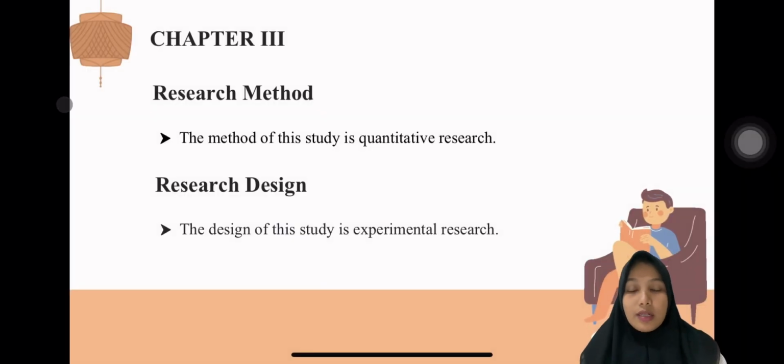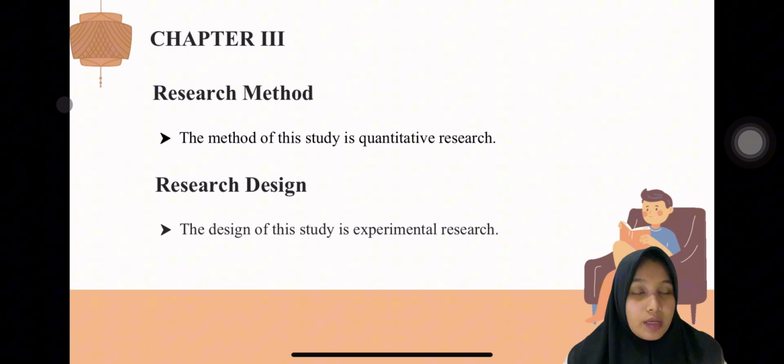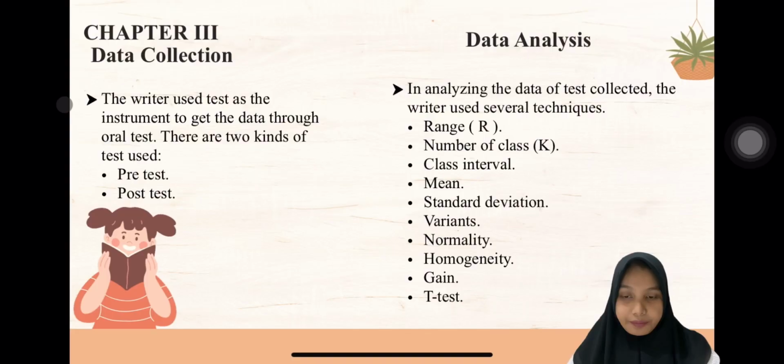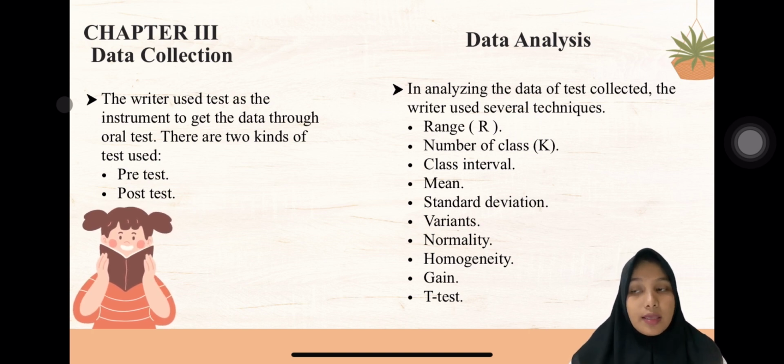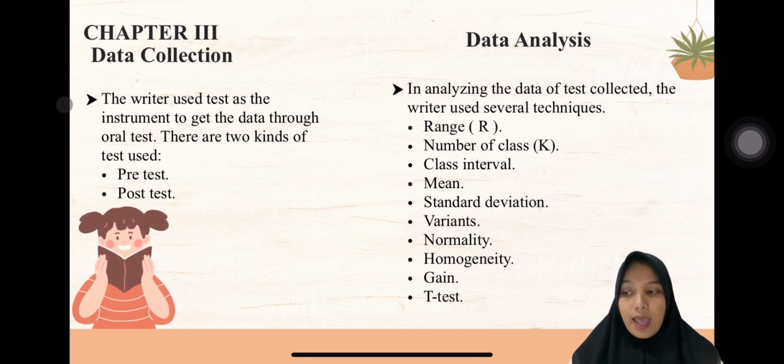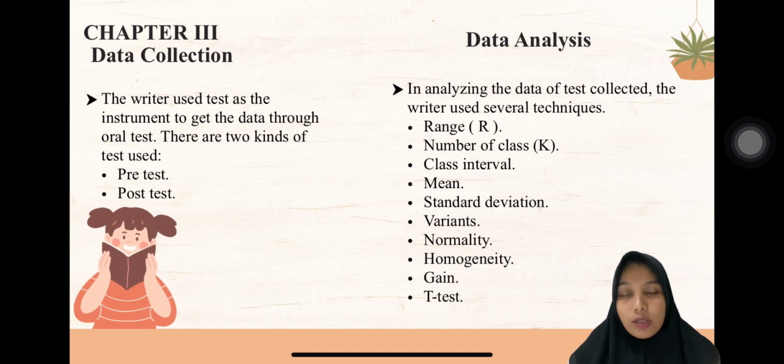And then the research method. The method of this study is quantitative research, and the research design in this study is experimental research. For data collection, the writer used tests as the instrument to get the data through oral tests. There are two kinds of tests used: first, the pre-test, and second, the post-test.